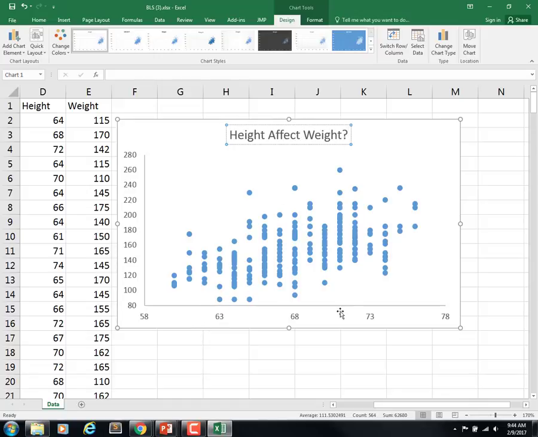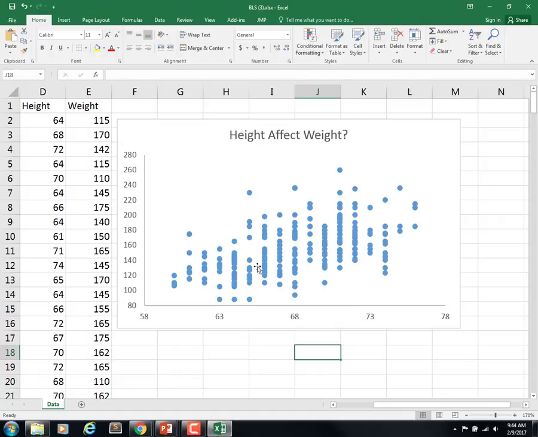So looking at this, does there appear to be that upward association that we had surmised or hypothesized? As we move to the right on the x-axis, increasing height in inches, does the weight tend to go up? It looks like it does, right? And so it's somewhat maybe linear.